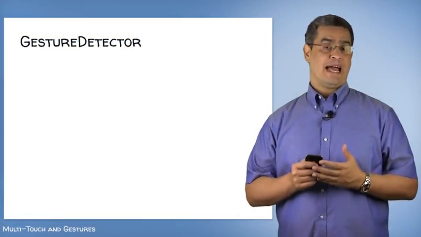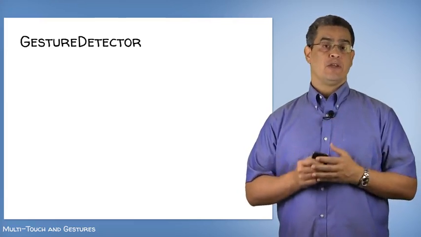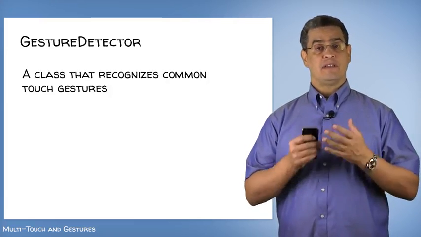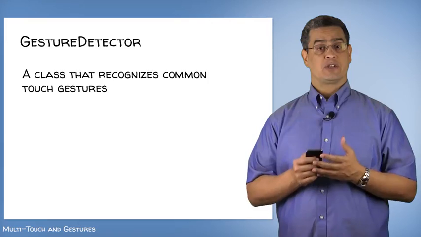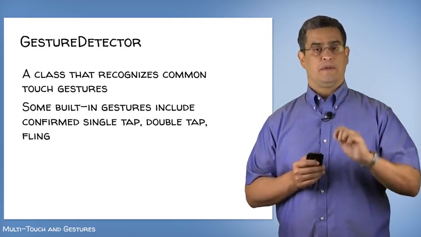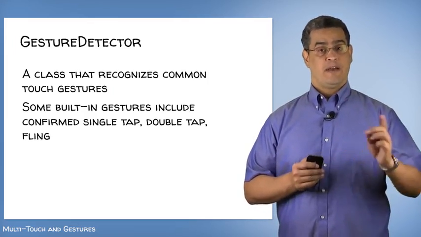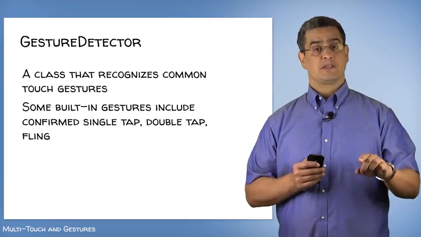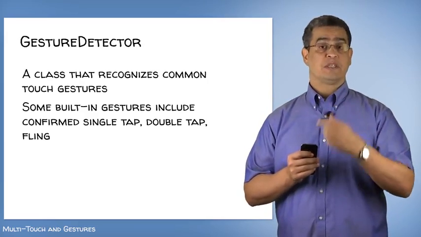Android provides a class called Gesture Detector that applications can use to recognize common touch gestures. This class can recognize gestures such as a confirmed single tap, a double tap, which is essentially two single taps in rapid succession, and a fling, which is a press followed by a drag and release motion that has a reasonably high velocity.